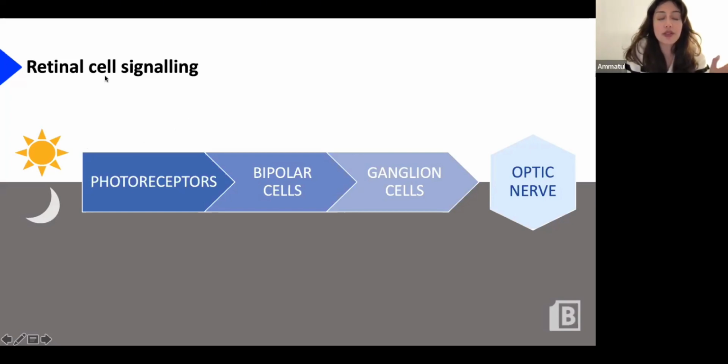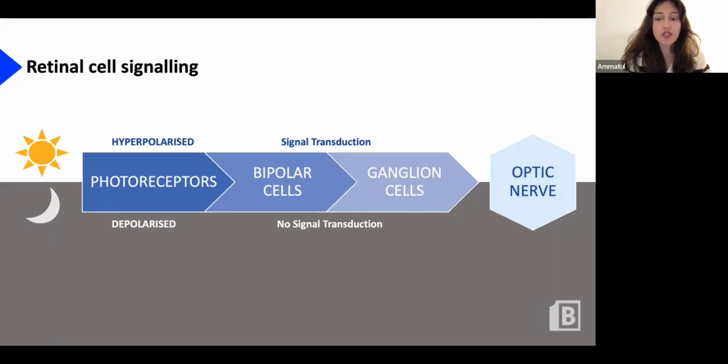So one thing that we were speaking about was retinal cell signaling. Essentially the difference between when there is light versus no light. So this isn't dark, this is the absence of light. When there is light, the photoreceptors are hyperpolarized, and this leads to signal transduction, which leads to activation of the optic nerve. But in the absence of light, the photoreceptors are depolarized, which means no signal transduction, and no signaling through the optic nerve.